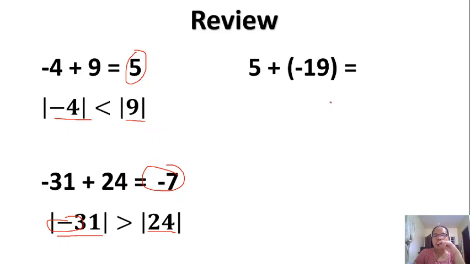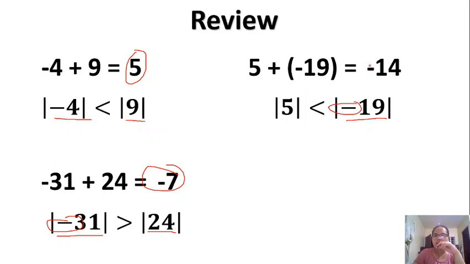What is 5 plus negative 19? So you get the difference. The difference is 14 when you subtract 5 and 19. Now what will be the sign of 14? Which one has a greater absolute value? So negative 19 has a greater absolute value and its sign is negative. That's why the sum is negative 14.